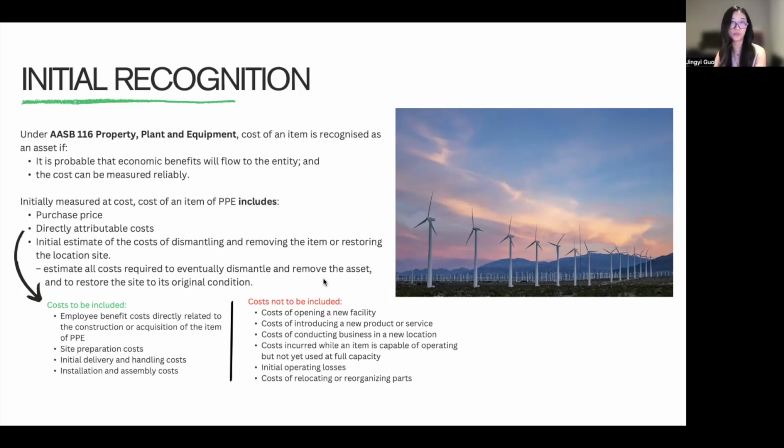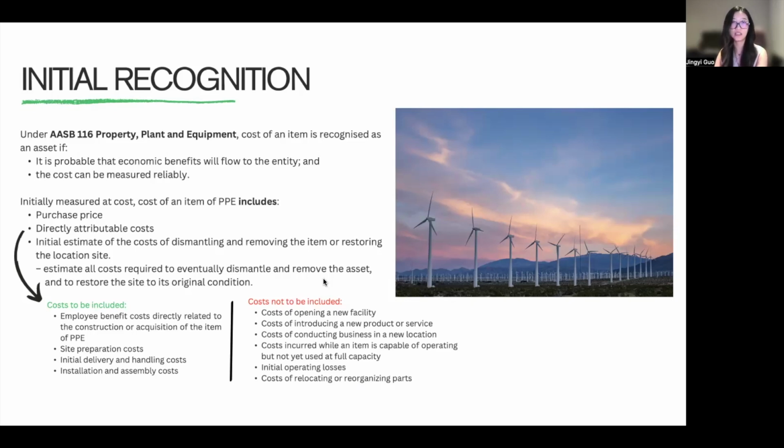The directly attributable costs refer to the costs that are capitalized into the cost of the asset. The costs incurred before the asset is used should be included, such as the cost of site preparation, initial delivery, and handling costs, which are listed below. The cost of opening a new facility, conducting business in a new location, and the cost of introducing a new product or service should be written off to an expense instead of being included in the costs.